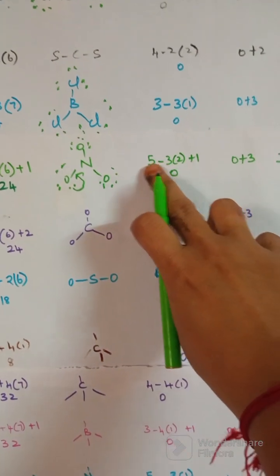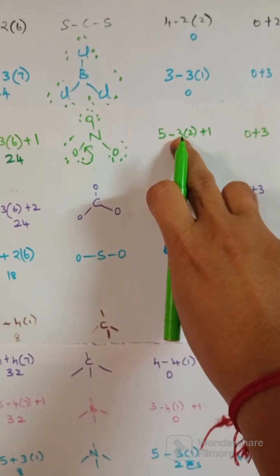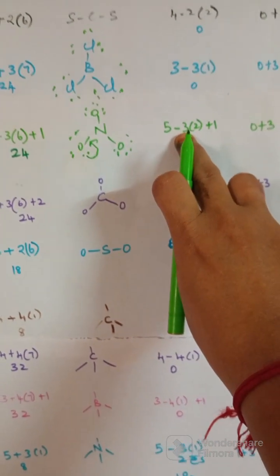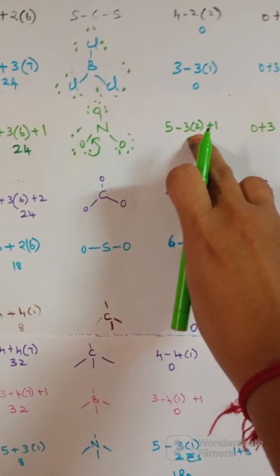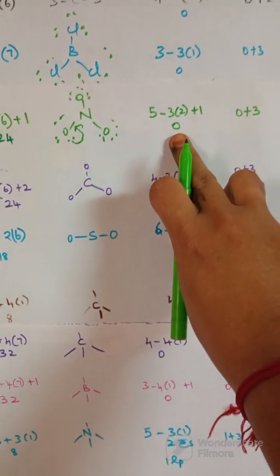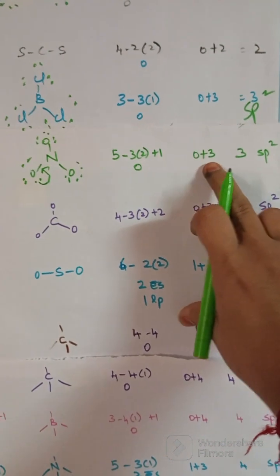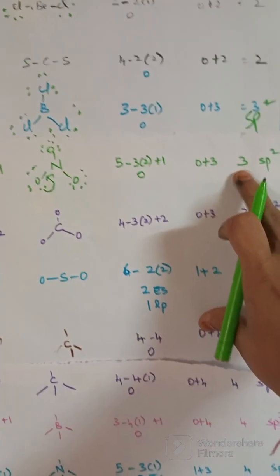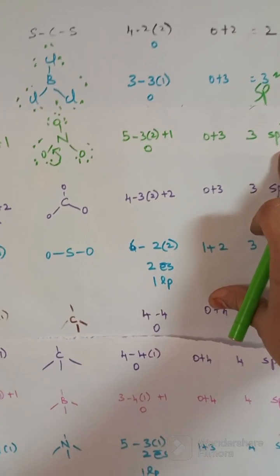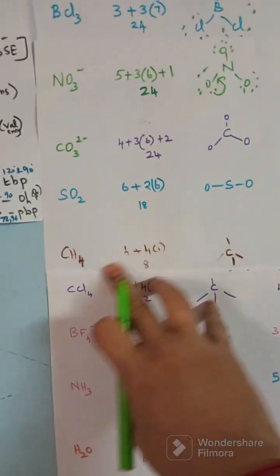To find the lone electrons, group number of the central atom minus 3 oxygen atoms which are surrounding, valency of oxygen. So 5 minus 6 plus 1, 0. There are no lone pairs. To find the hybridization, 0 plus surrounding atoms, 3. So 3 stands for sp2 hybridization. Same way you can try for other ions.